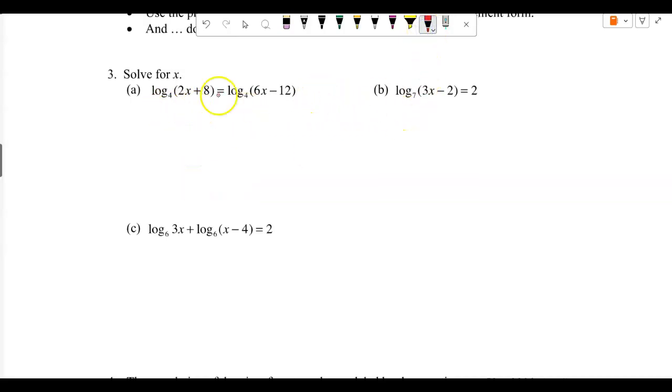Solve for x: log base 4 of (2x plus 8) is equal to log base 4 of (6x minus 12).